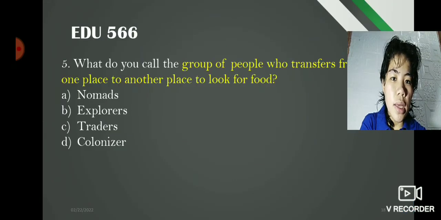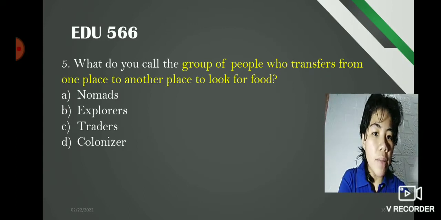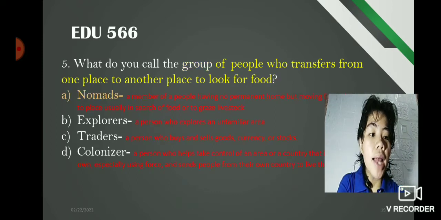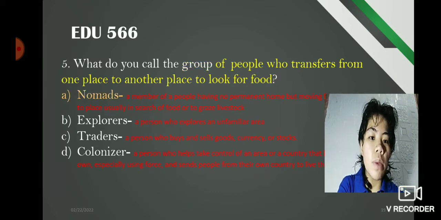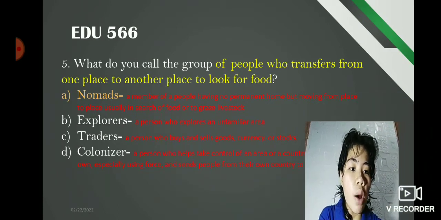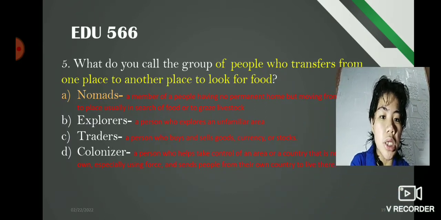Next is in Edo 566. What do you call the group of people who transfer from one place to another place to look for food? The answer here is the nomads. Why nomads? Because the nomads are members of a people having no permanent home but moving from place to place, usually in search of food or to graze livestock.